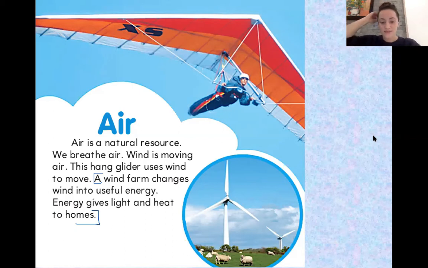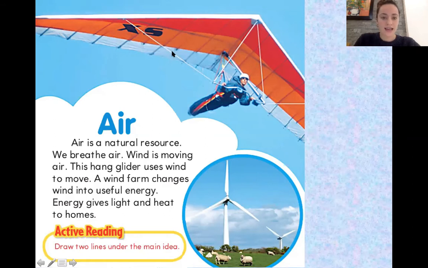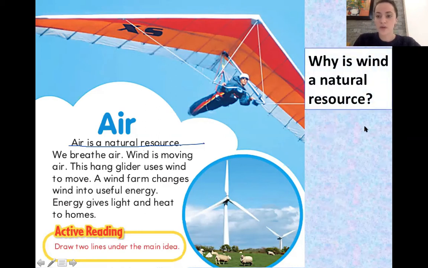So wind is another kind of energy. The wind blows this windmill right here, and it makes energy. And we can use that to make light and heat in our homes instead of coal and oil. All right, so let's see. The main idea here is right here. Air is a natural resource. Let's talk about it more.